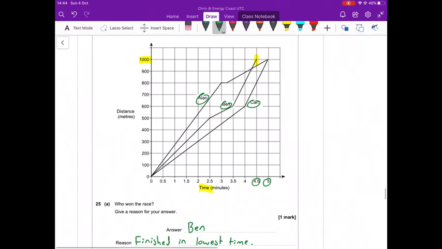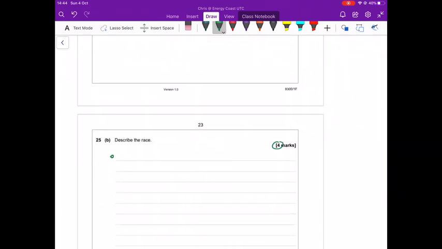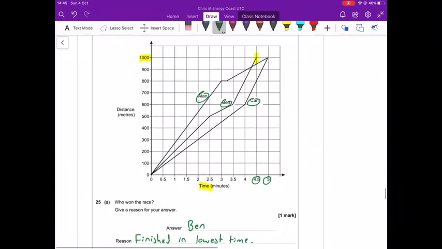If you look, Alan's line is steepest to start with. So I'm going to write that Alan started quickest. Yeah, because his line is the steepest.